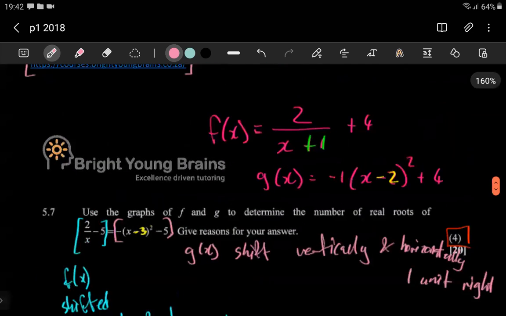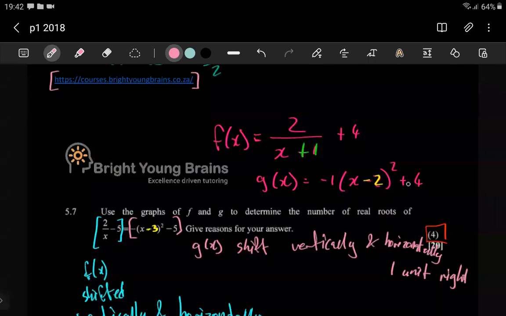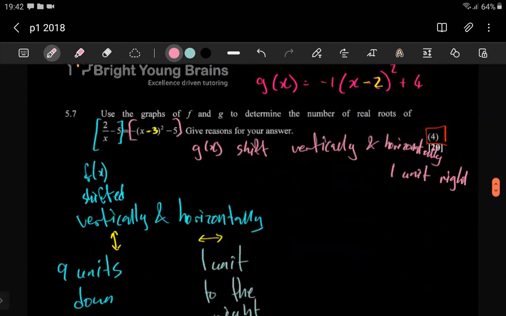So we said here, compared to this -4 and this +4, we can see that from a 4 to a -5, this was clearly moved 9 units down. So vertically, we said 9 units down.